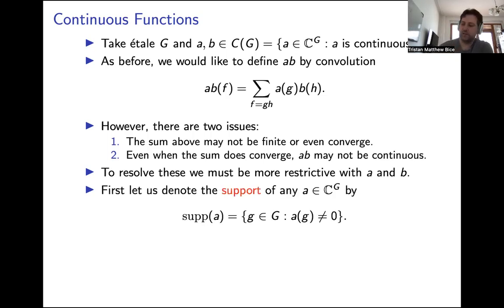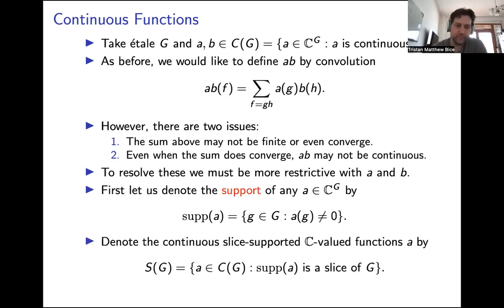To define the kinds of functions we want to focus on, we first define the notion of the support of a function. The support is simply the collection of all groupoid elements which your function A does not map to 0. In particular, let us denote the continuous slice-supported complex-valued functions by S of G. So we're looking at continuous functions from G to the complex numbers such that the support is a slice, necessarily an open slice, because A is continuous, so the support has to be open.